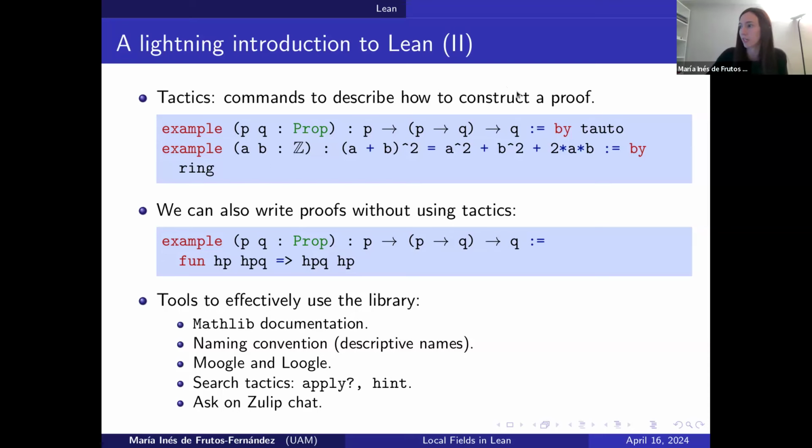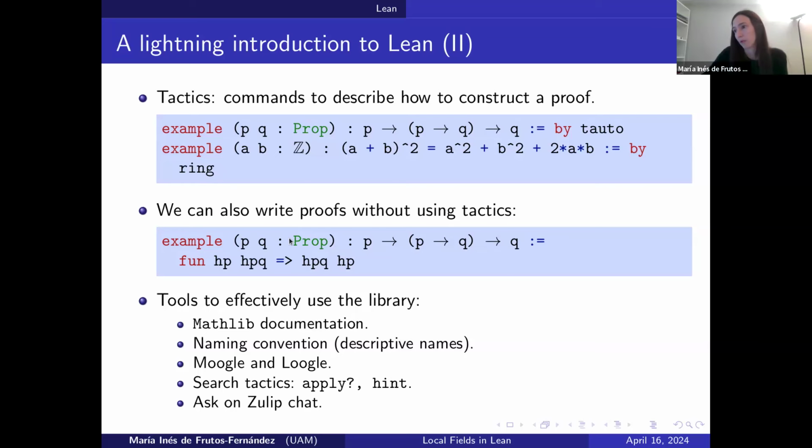So for example, here, I want to prove some statement about propositional logic, and I'm doing that by constructing the truth table using the tactic tauto. And in the next line, I want to prove this formula for the square of a sum, and I can do this using the tactic ring, which uses the properties of commutative rings.